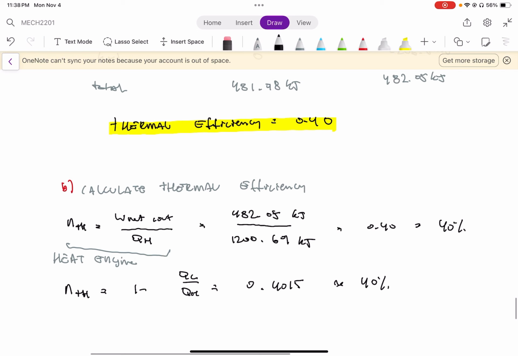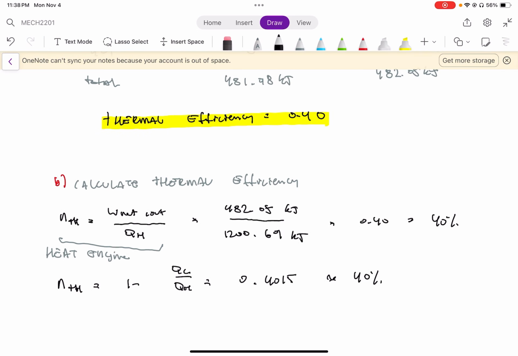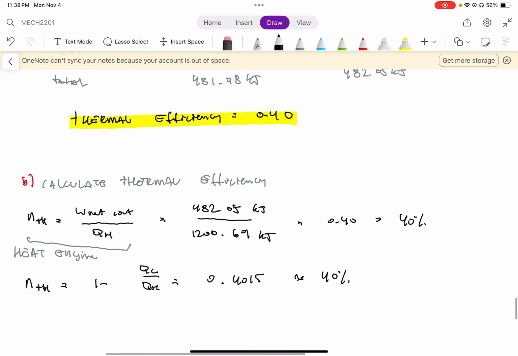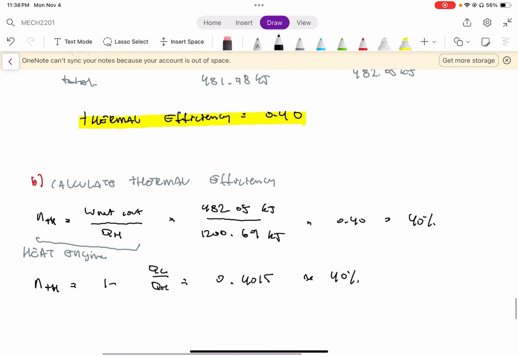We can find the thermal efficiency by calculating it in two different methods, plugging in the work and the QH. In both methods we get 40%, so around 40%, so we can assume that both are equal.